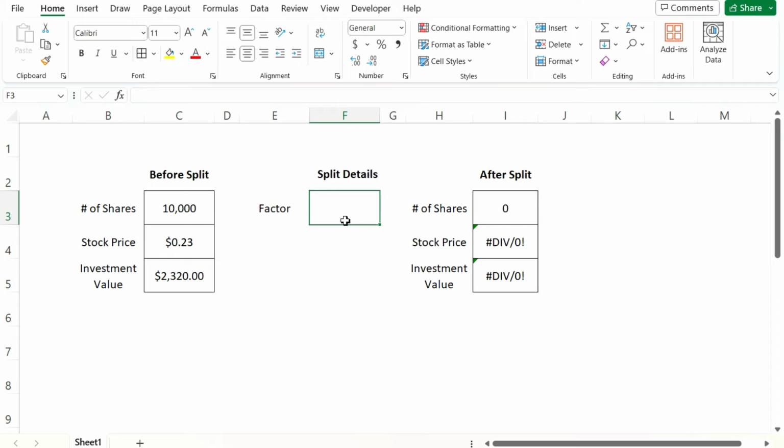In Tesla's case, when we're doing a normal forward split, we were getting more shares back because the stock value was so high, they wanted to lower it. In this case, they want to increase it. So what I'm going to do for the factor is take 1 divided by 20. And now you'll see that after the split, we gave the company 10,000 shares, they give us back only 500. That's why it's called a share consolidation.